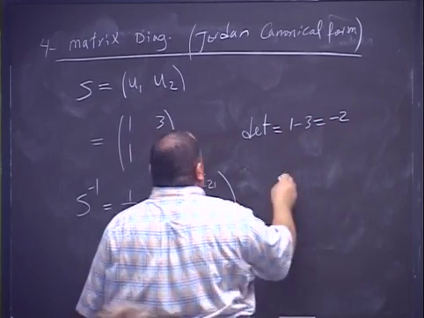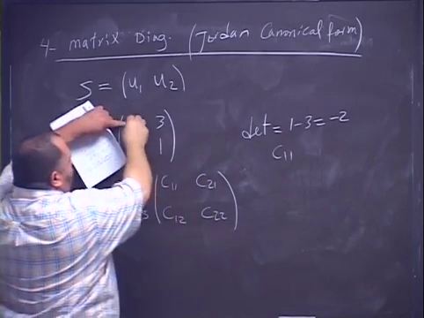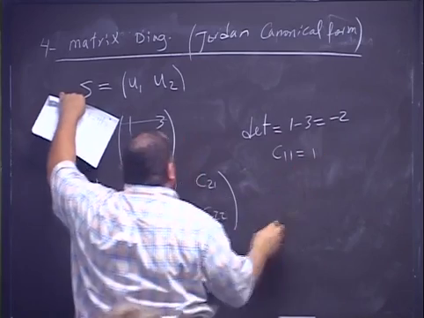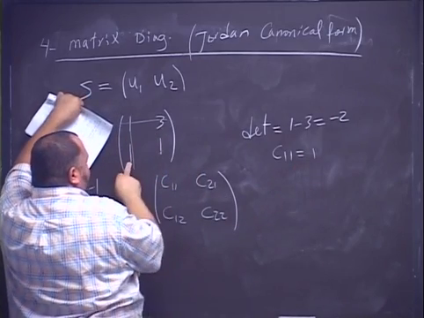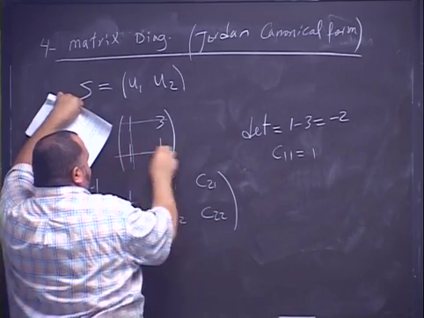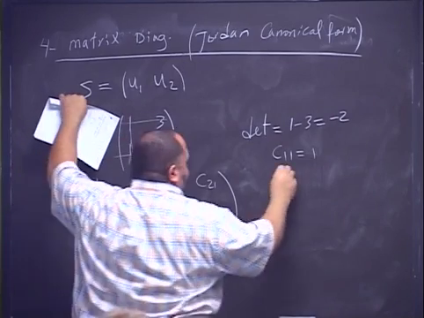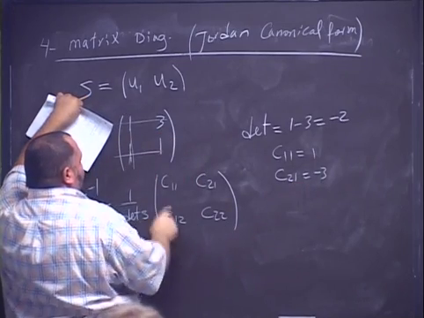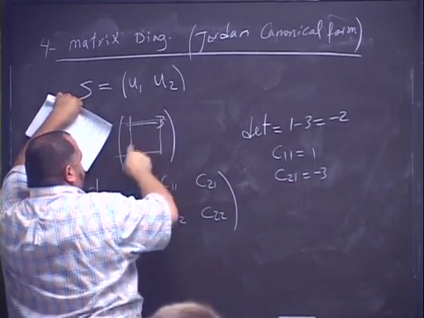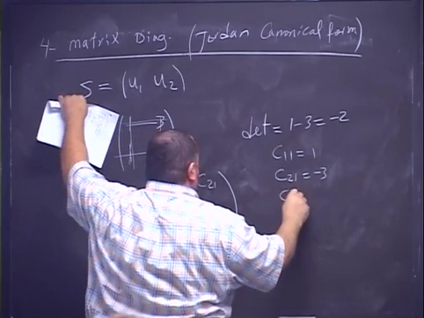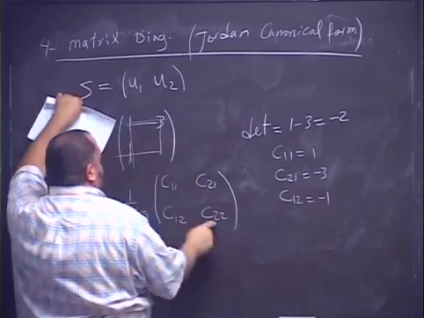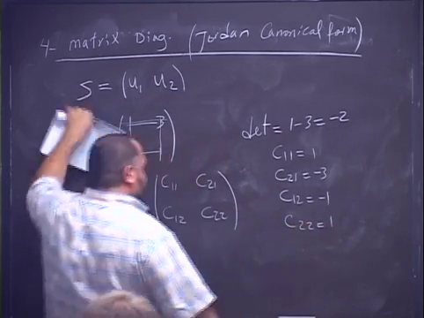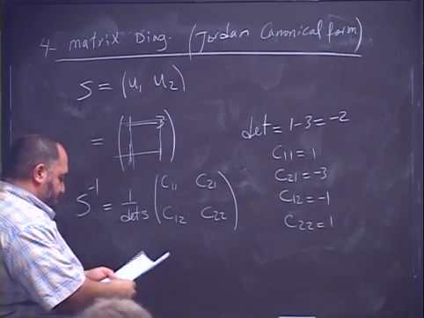And what's the cofactor C11? C11 is just to cross this out, and this is C11, so it will be 1. And C21: you put this, so it will be negative 3. And C12 is negative 1. And C22 is equal to 1.